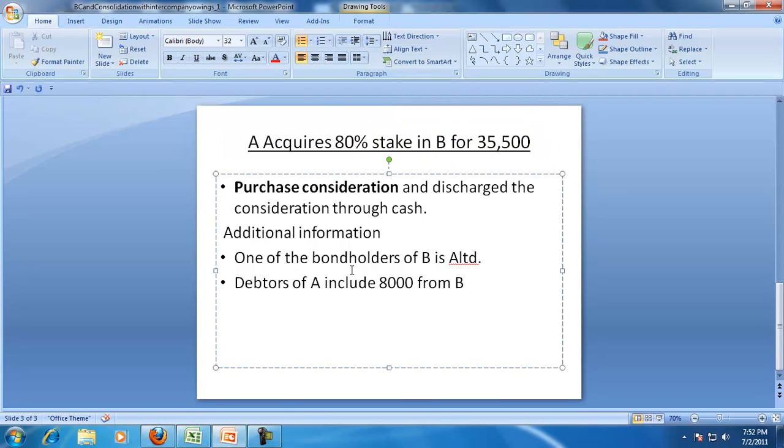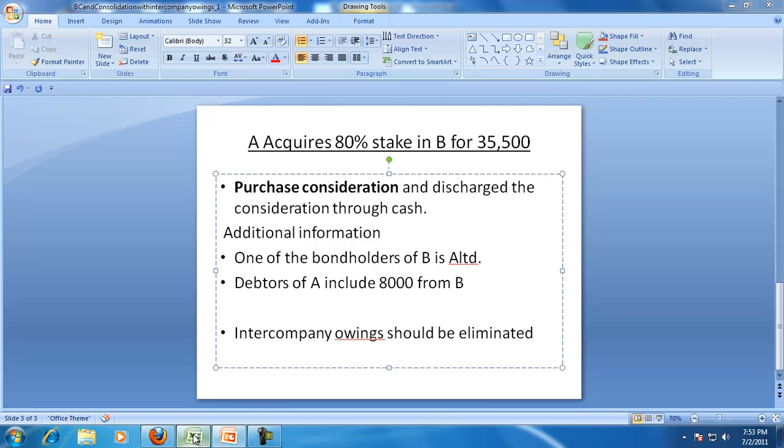There is additional information that one of the bondholders of B is A Limited, and debtors of A include 8,000 due from B. So this is the intercompany owings, because one of the bondholders of B is A Limited and one of the debtors of A is B. So what is the treatment of these two items on a consolidated balance sheet? According to the accounting standard, as I mentioned, the intercompany owings should be eliminated.